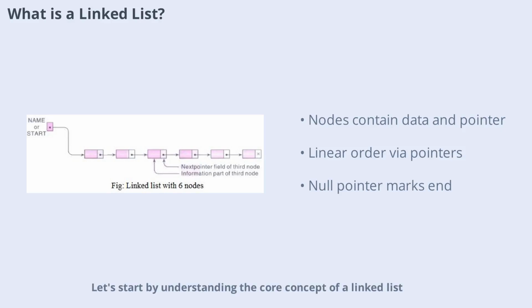Start by understanding the core concept of a linked list. A linked list is a linear collection of data elements called nodes, where the order is determined by pointers rather than physical placement in memory. Each node is split into two parts. The first part holds the actual data, and the second part, known as the link or next pointer, contains the address of the next node.